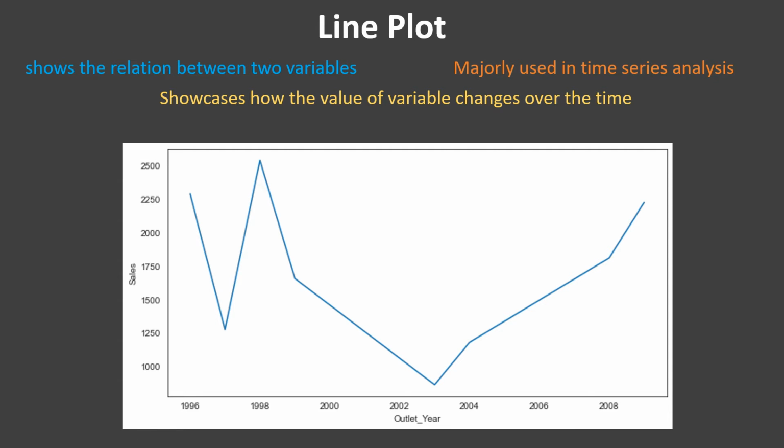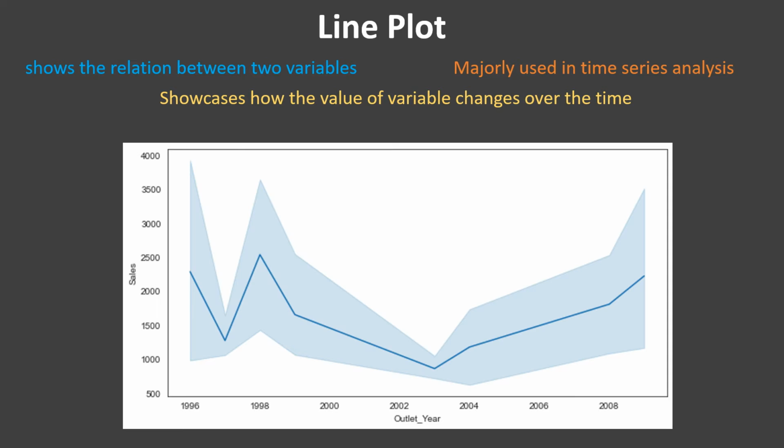When you create your first plot in Seaborn, you get this kind of line plot where this center line, by default, represents the mean of this value. So for example, in 98 the mean of sales was around 2500.